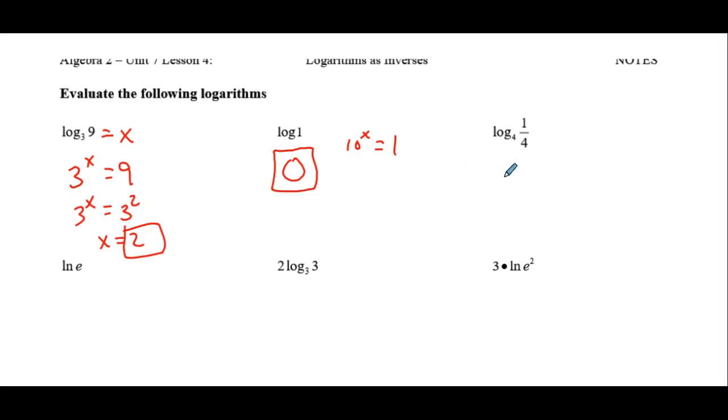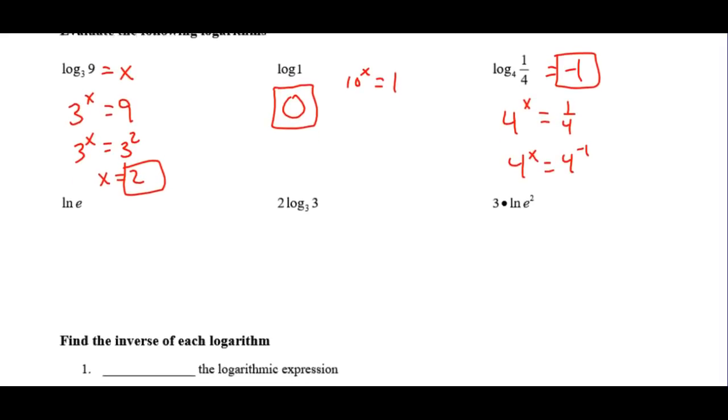All right, so again, let's try this one. 4 to the what is equal to 1/4. So let's flip this. Let's say 4 to the x equals 4 to the -1, right? Because fractions are reciprocals, which means they're negative exponents. So this is equal to -1, right? And that's what we're trying to figure out here, we're evaluating by using an exponential form to evaluate. All right? So why don't we try this next one?